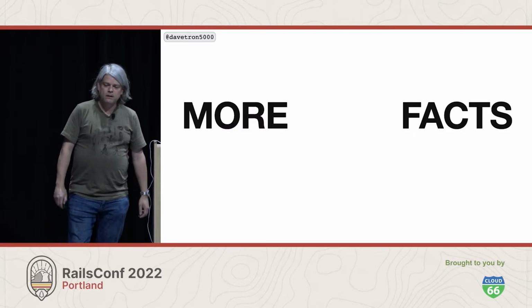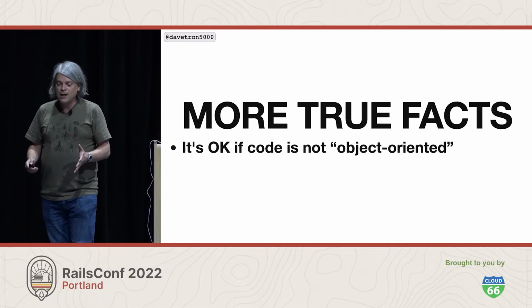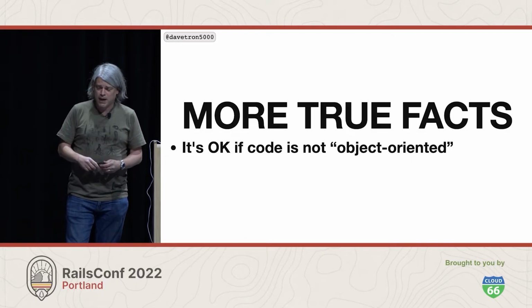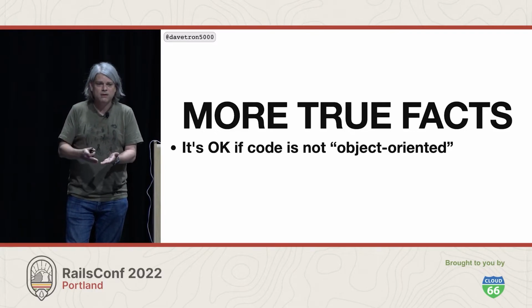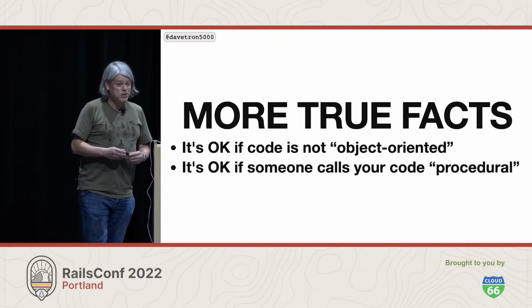Okay, more true facts about the beauty, the ugliness of the code. It does not matter if your code is object-oriented. Rails is not very object-oriented if you think about it. But if this is important to you, there's a lot of definitions of object-oriented code. You can just go find the one that you want and use it. That's fine. It's okay if someone calls your code procedural, right?